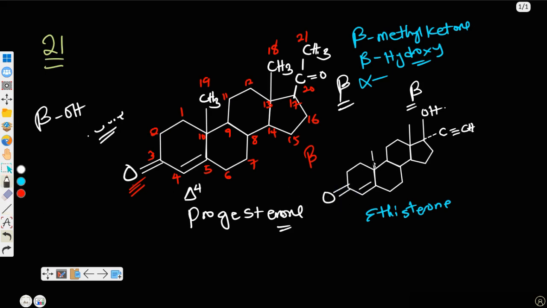Now what you are saying is, if you remove this double bond, this bond at position number 19, it's no longer ethisterone, but rather it's now norethisterone. So whenever you remove a group, you use "nor". Whenever you remove a CH2 group, you use nor.